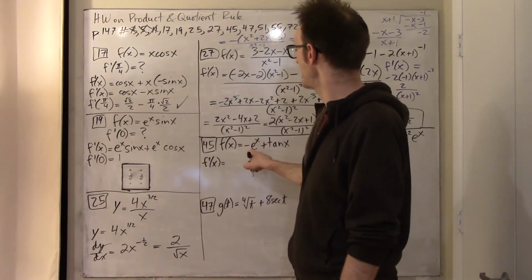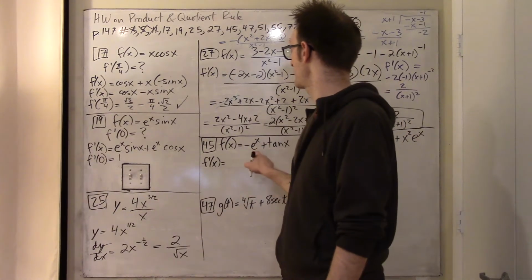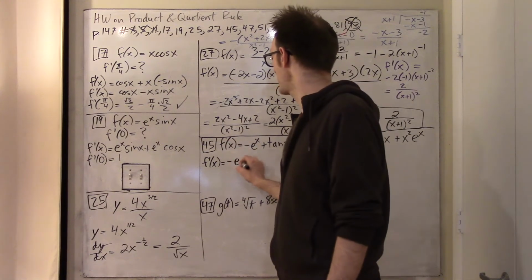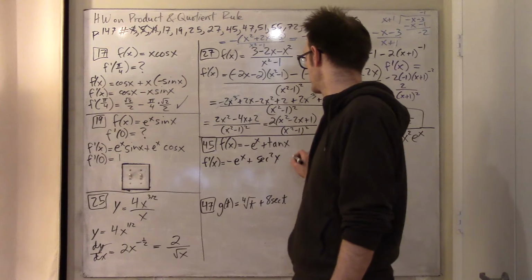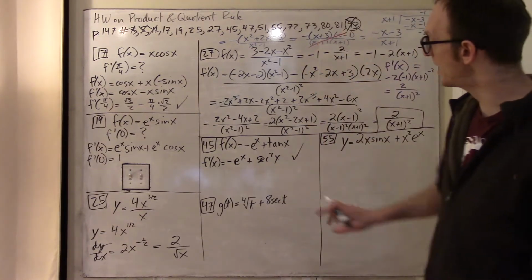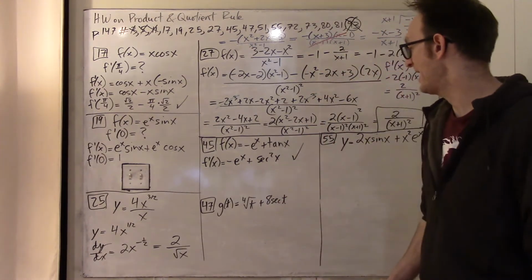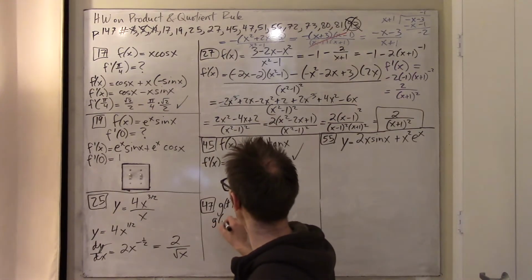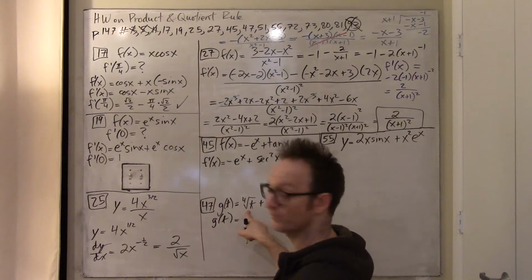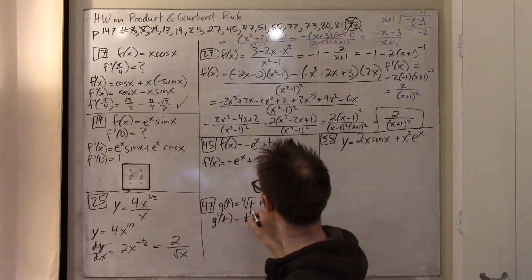So what is the derivative of negative e to the x plus tan x? Well, the derivative of e to the x is e to the x. So this is negative e to the x plus, what's the derivative of tan? Secant squared. So that's that whole problem done, if you just know the derivative of tan. And down here is kind of more of the same. So I'm going to rewrite this problem as the fourth root of t is t to the 1/4.